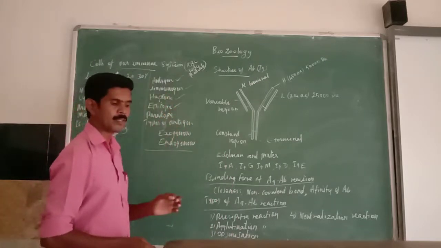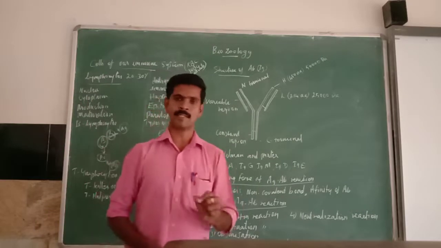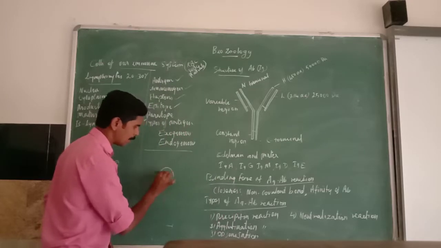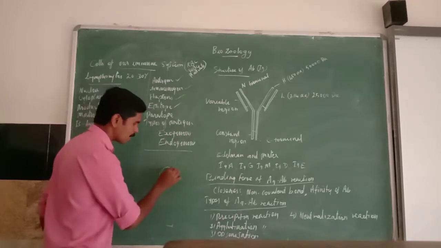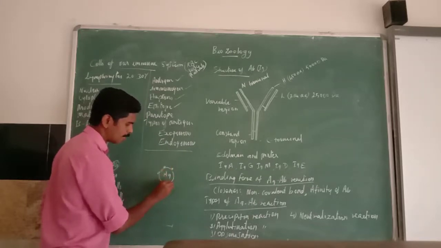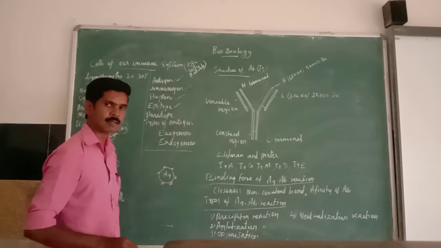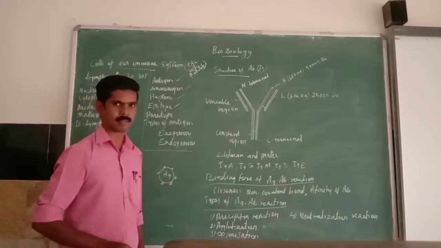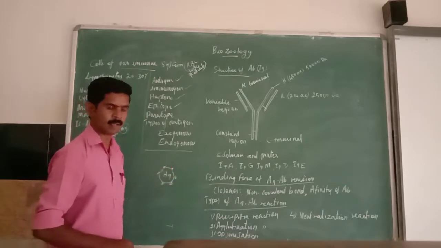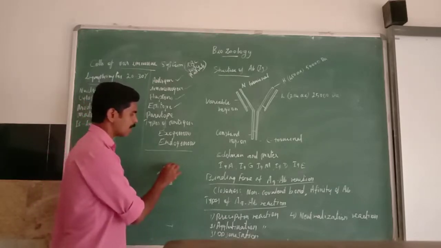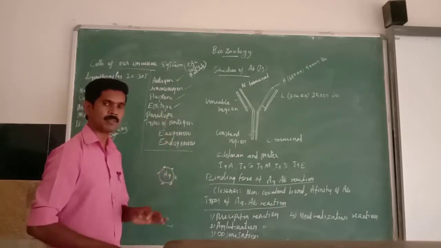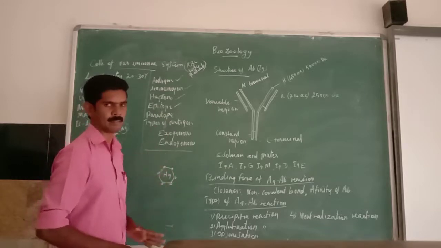Then the next word is epitope. Listen very carefully. Epitope is the active part of an antigen, and it is an antigenic determinant. Just imagine this is an antigen. On the outer surface of the antigen, special parts are there. These parts are called antigenic determinants. So these antigenic determinants are otherwise called epitopes. Epitope means the active part of an antigen.